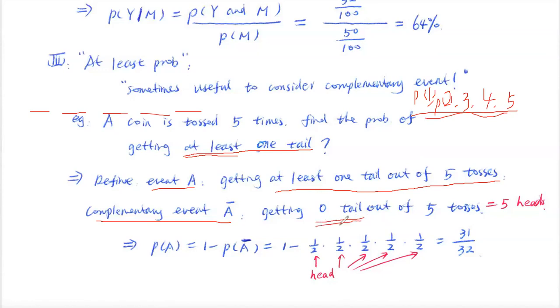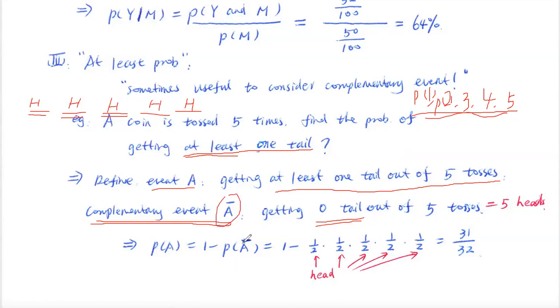The opposite: 0 tails. That means those 5 positions have 0 tails. That means all should be heads. Is that clear? All those 5 positions should be heads. That's the real meaning of this complementary event. When you say 0 tails out of the 5 tosses, that means every single toss you need to get a head. So that's P(A bar).